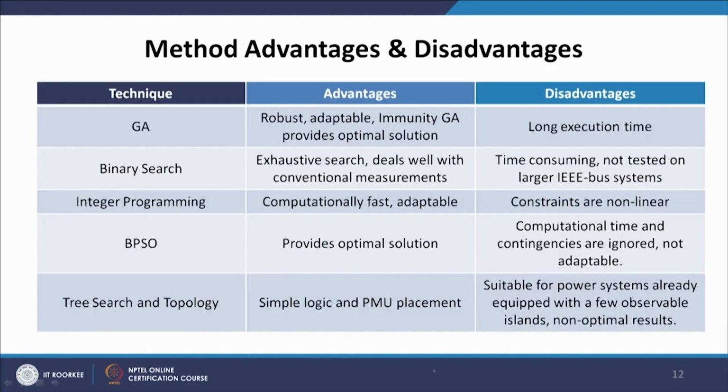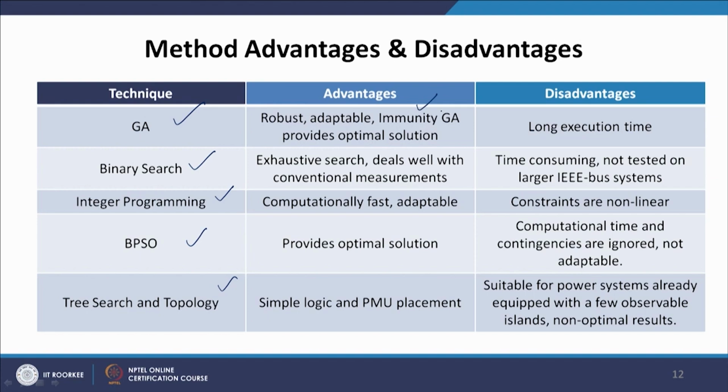Now, there are some merits and limitations, as you can see in each method: GA (genetic algorithm), binary search, integer programming, BPSO, and tree search and topology. The merits are that they are robust, adaptable, and have immunity.